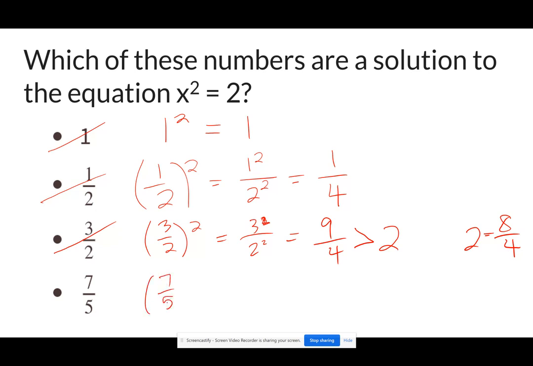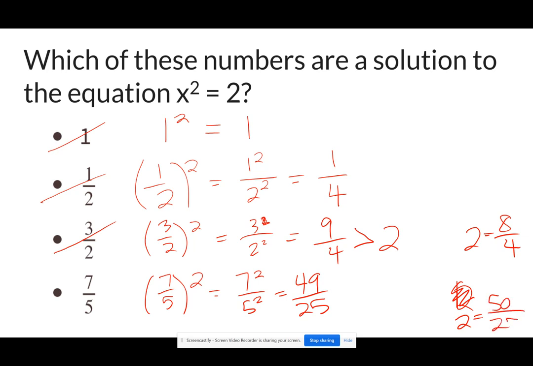7 over 5. If we square that, that's going to look like 7 squared over 5 squared, which would be 49 over 25. And this, again, is close to 2 because we know that 2 equals 50 over 25. So it's close, but it's actually just a little bit smaller than 2. So that also is not a solution.